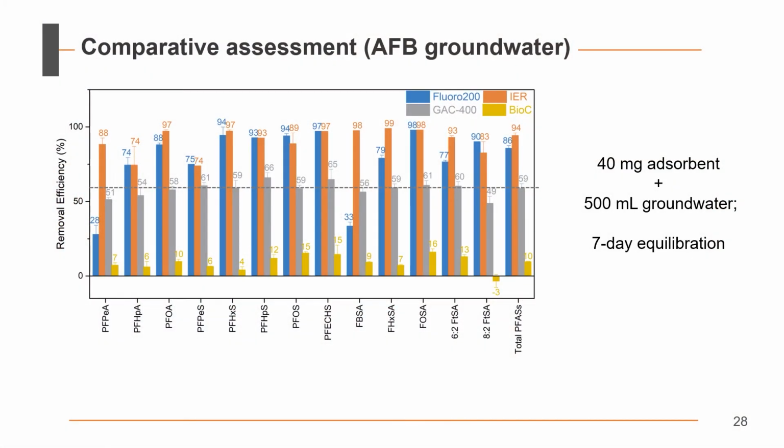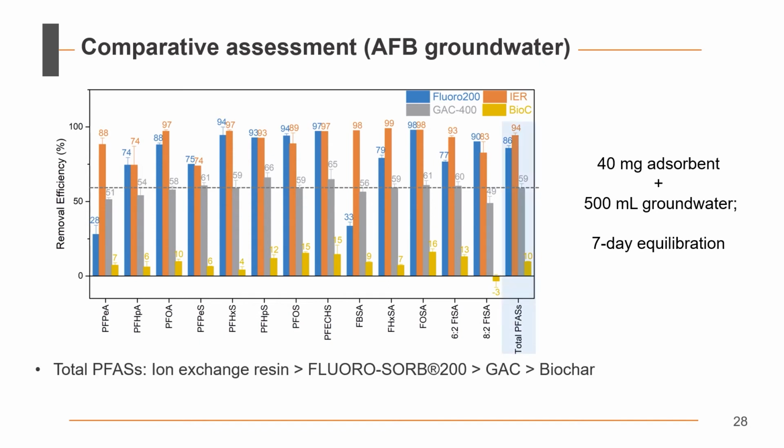And let's look at the comparative assessment. Let's look at this one. This is 40 milligram of sorbent for every sorbent material, with 500 milligram of groundwater after 7 days of shaking. A lot of information. Let's look at the total, and the ion exchange resin performed the best, reaching a removal efficiency of 94%, followed by FLUORO-SORB 200, and then GAC and biochar.